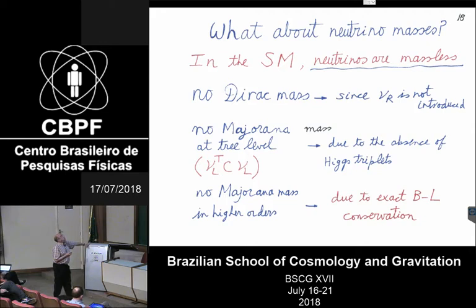And then I asked the question that Professor Giunti already talked a lot about, the neutrino masses. In the SM, neutrinos are massless. There is no Dirac mass because nu R is not introduced.